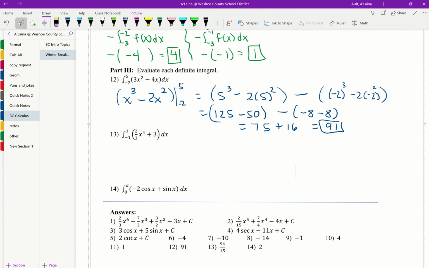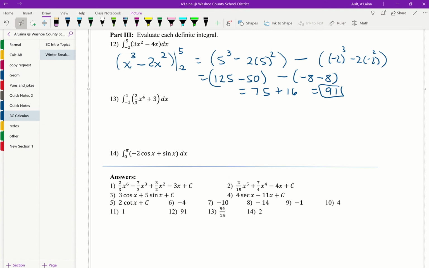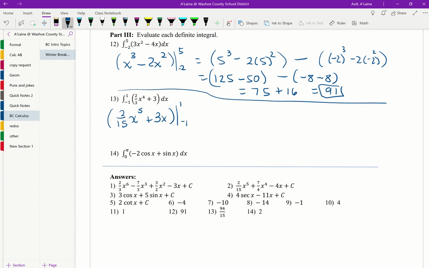All right. Number 13. Number 13, I will start by doing the integral, but with the power rule. So this will be x to the 5th. Dividing by that will make this 2/15 plus 3x. And I'm going to evaluate this at 1 and at -1. I evaluate it at the top one first. And then I subtract off and evaluate that at the bottom one.